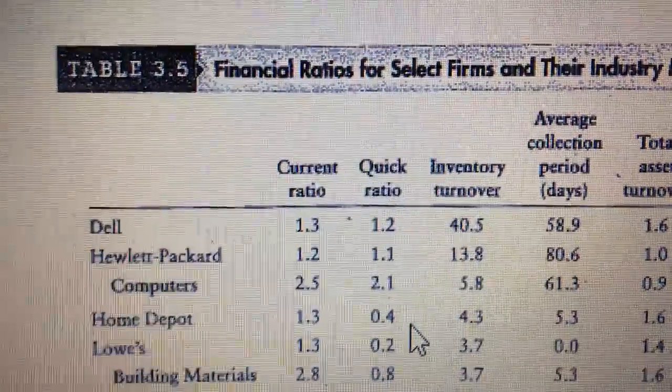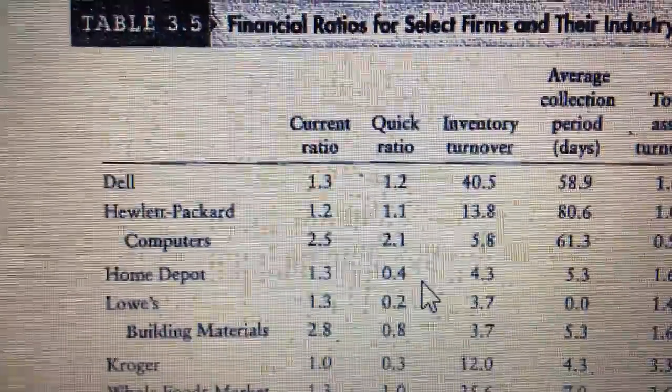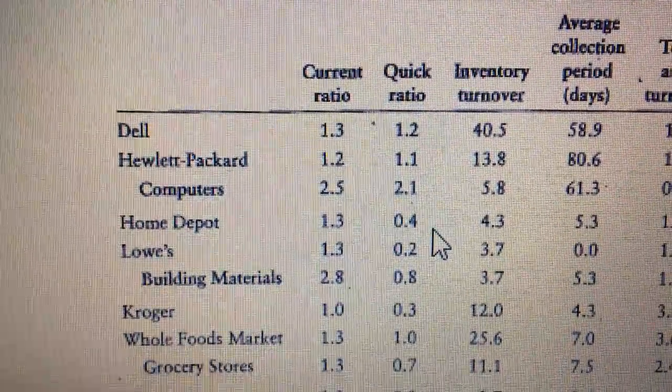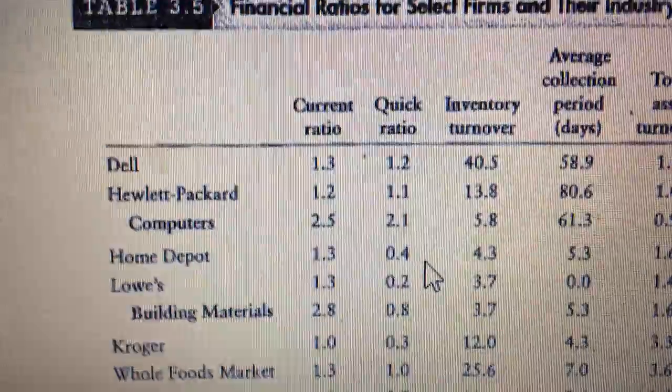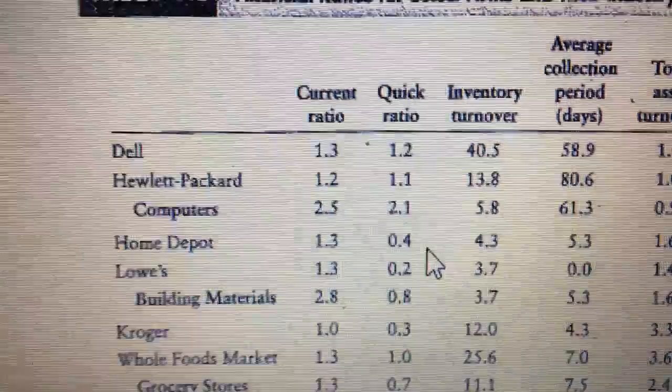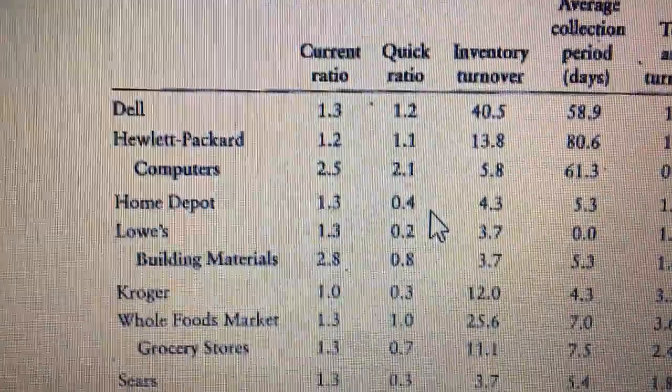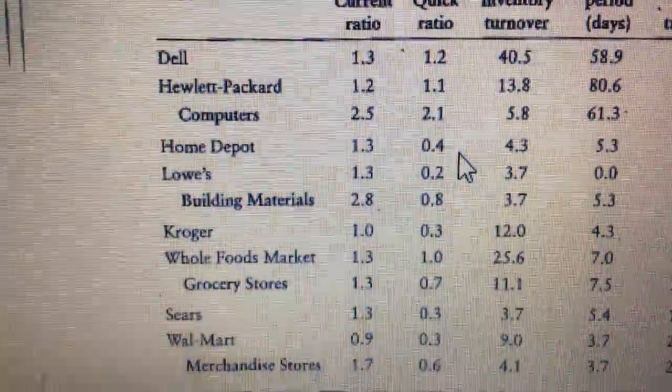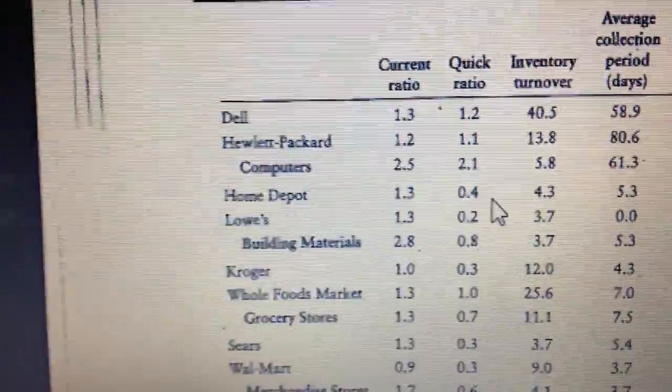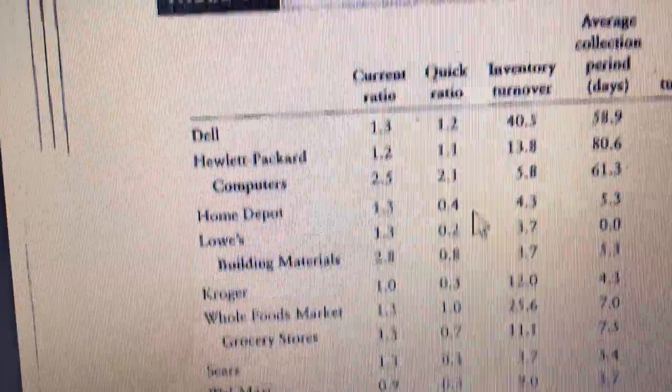Liquidity ratios can vary depending on the industry you operate in. Kroger Food has a lot of inventory compared to Whole Foods. Sears has a lot of inventory. So Dell has less inventory and Hewlett Packard does too.